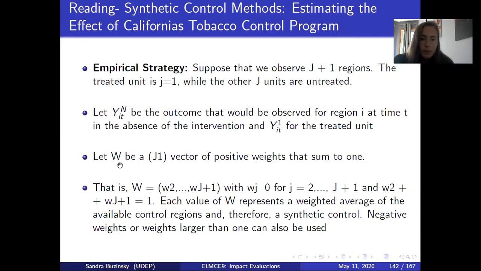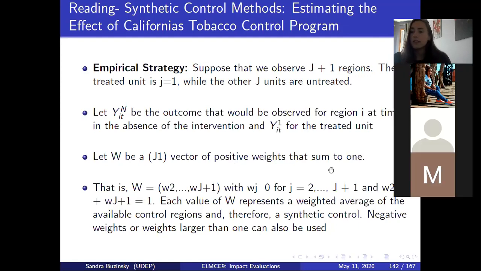So let W be, I think, a J×1 vector of positive weights that sum to 1. So W is a vector of weights. Each control state is receiving a weight based on how similar they are to the treated unit. So W is equal to (W2 all the way up to WJ+1), right? Those are our control groups, and that's the weight that they receive.